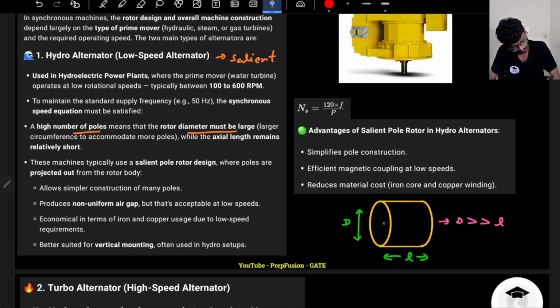Of course, individual poles are there, right? I'm not drawing the individual poles. I'm just overall drawing the cylindrical structure. Of course, it is not cylindrical, right? My rotor will be, of course, not cylindrical.